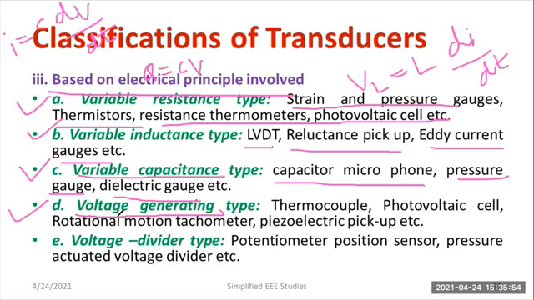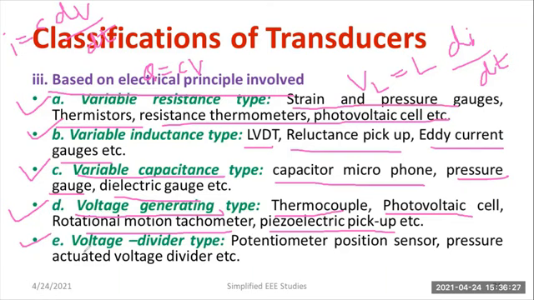Then the fourth subclassification is voltage generating type. Thermocouple: the input will be the temperature difference between the hot and cold junction of the metal. Output will be purely electrical voltage. Similarly, PV cells, then rotational motion tachometer for the measurement of speed, then piezoelectric pickup, etc. These are the popular examples of voltage generating type transducer. If you look at the output of this type of transducer, obviously the quantity will be electrical voltage.